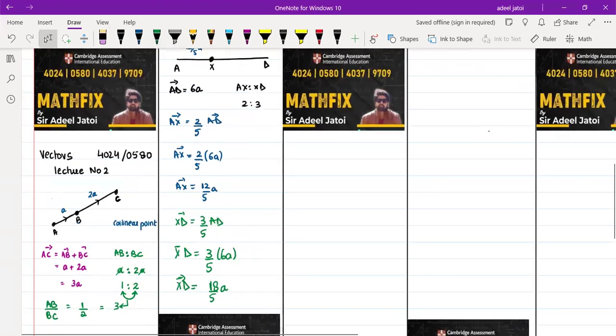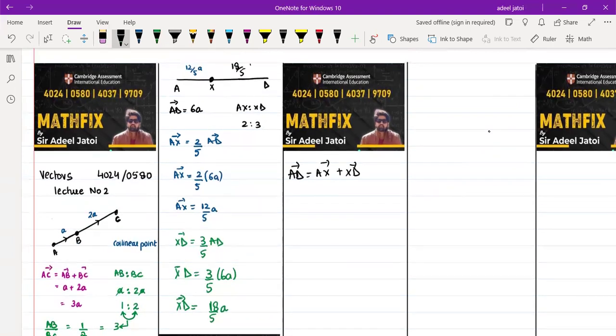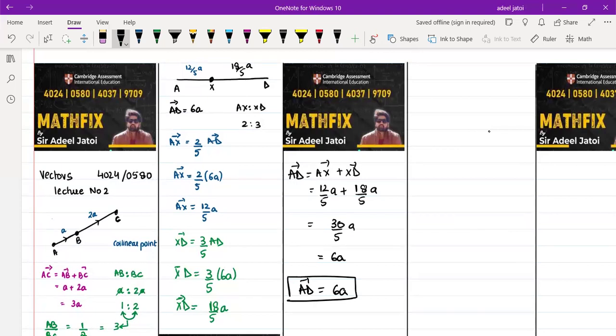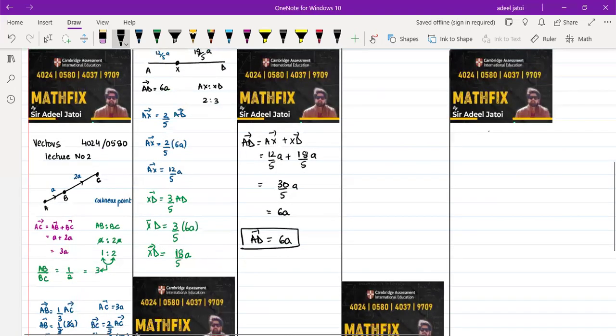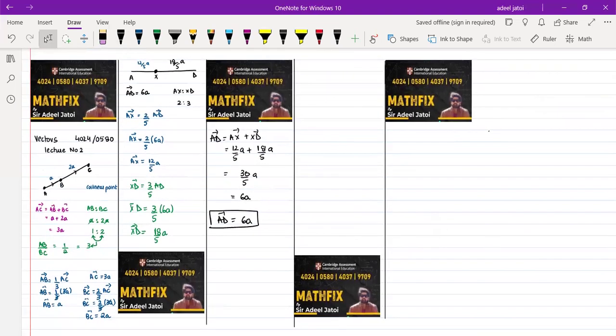So let's take this into consideration, knowing the fact that AD is basically AX plus XD. Now this is 18 upon 5A. So AX plus XD is 12 upon 5A plus 18 upon 5A. When the denominators are the same, we just add the numerators. So 12 plus 18 is 30 upon 5A. So now you end up having the same magnitude, the same vector line, that is 6A. And we had this in the start, and we actually found out the ratio of this.